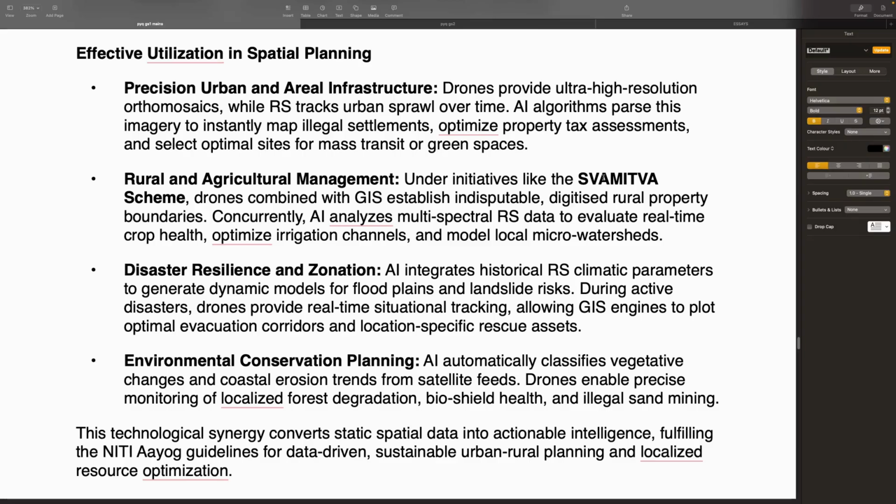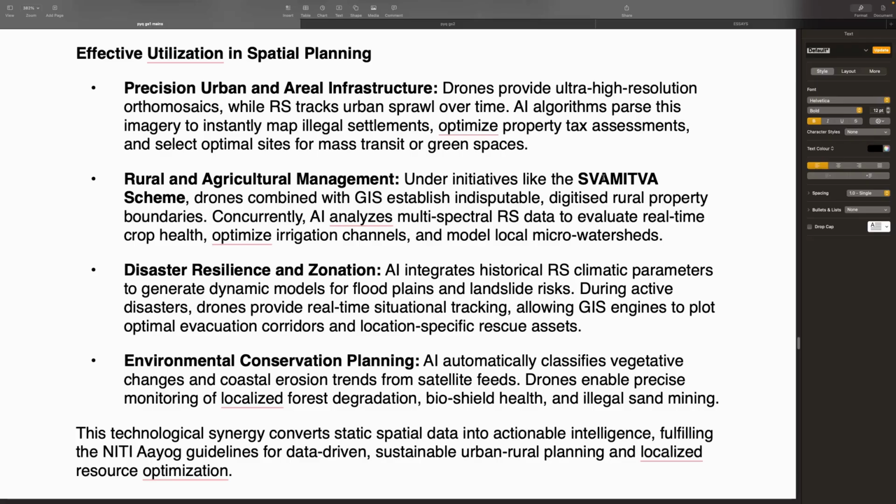Drones provide ultra high resolution orthomosaics, while RS tracks urban sprawl over time. AI algorithms parse this imagery to instantly map illegal settlements, optimize property tax assessments, and select optimal sites for mass transit or green spaces.